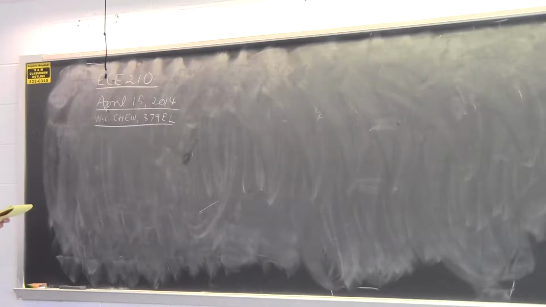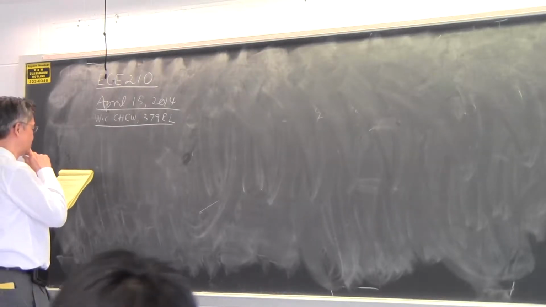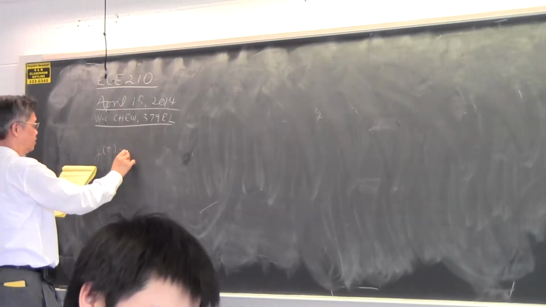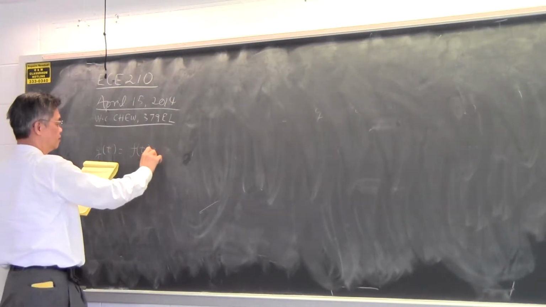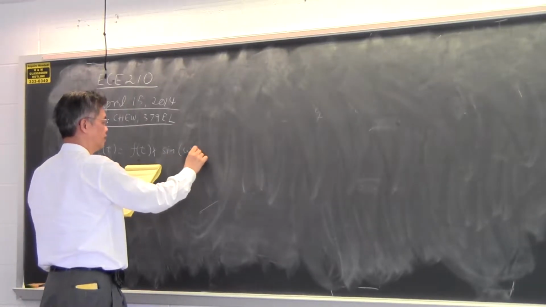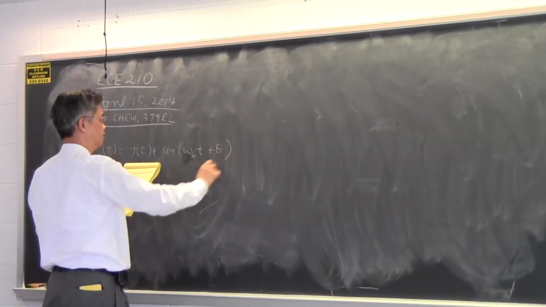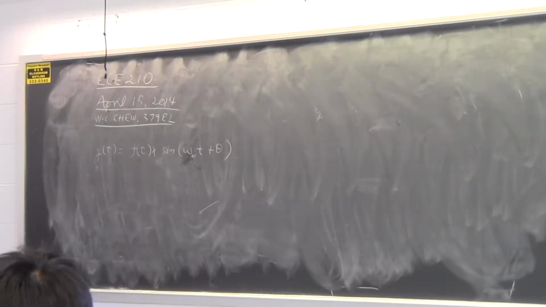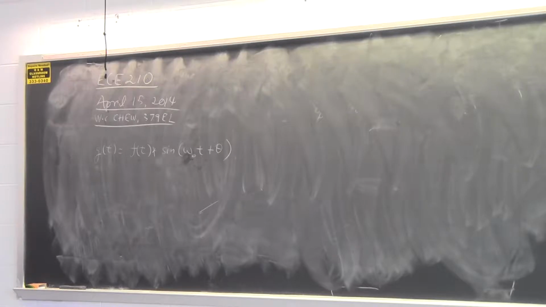Okay, I guess Emmanuel has this question: if g(t) equals f(t) times sine of omega naught t plus theta. You also find the spectrum of this signal, am I right? Find its Fourier transform. Okay. So there are a few ways you can do this problem.